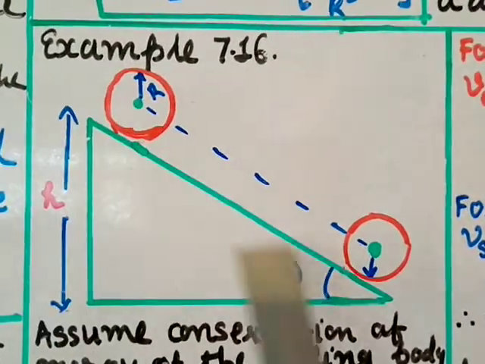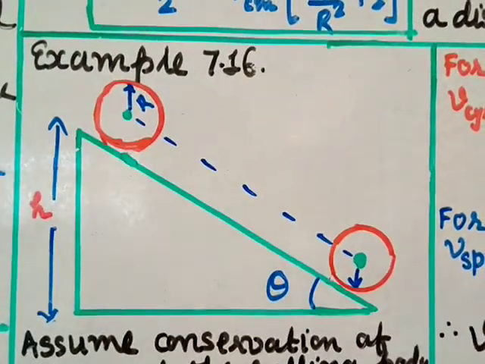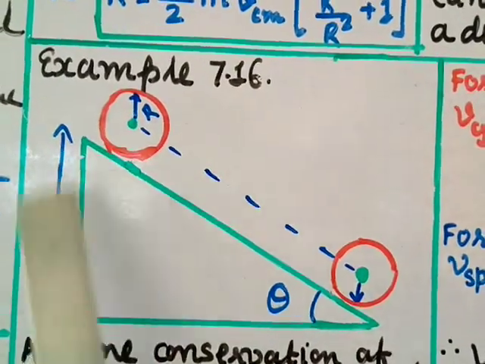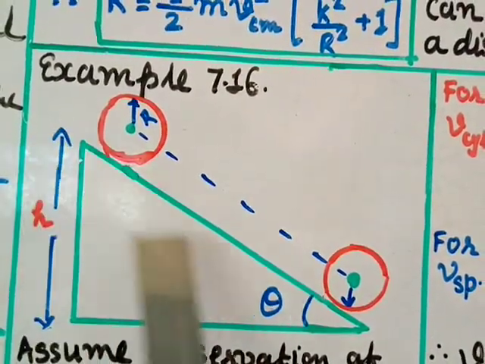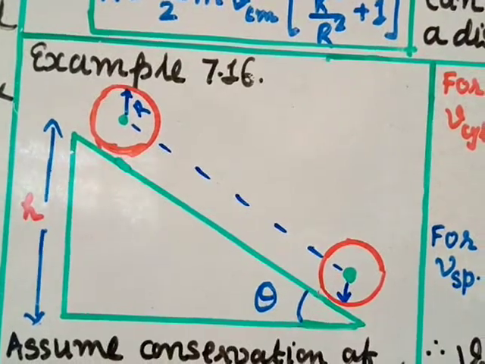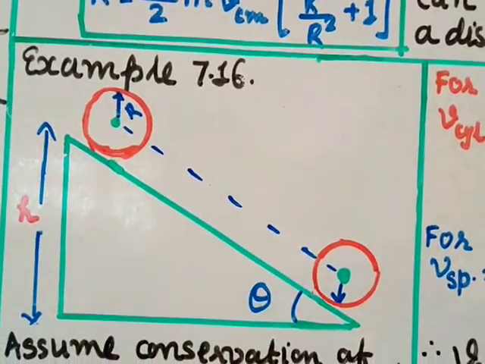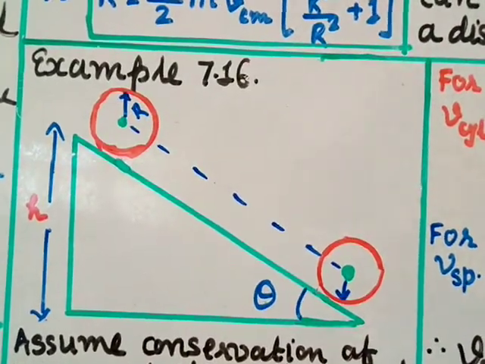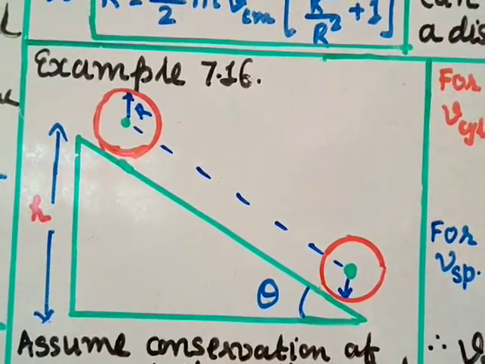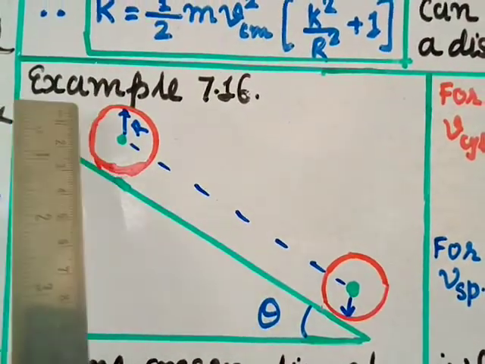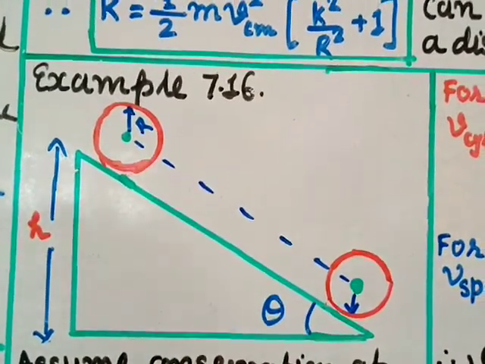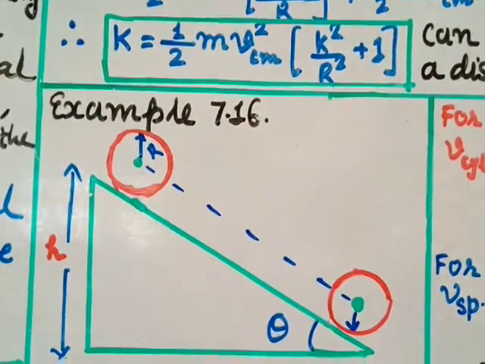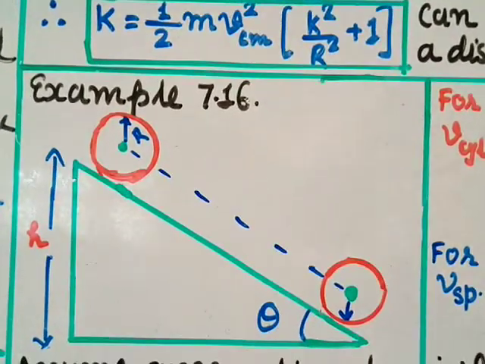There is a body rolling down without slipping from an inclined plane. Okay, the inclination is theta. The height of this plane, from where it is coming down, is h, and the radius is r. They have said the radius is identical for all three bodies. There are three bodies: they have taken a ring, a cylinder, and a solid sphere. So these are circular, and the radius is identical. You have to find which one reaches fast and with maximum velocity at the bottom. That is what you have to find out.